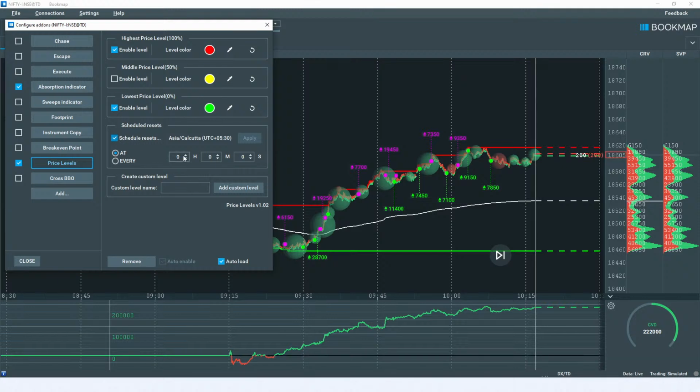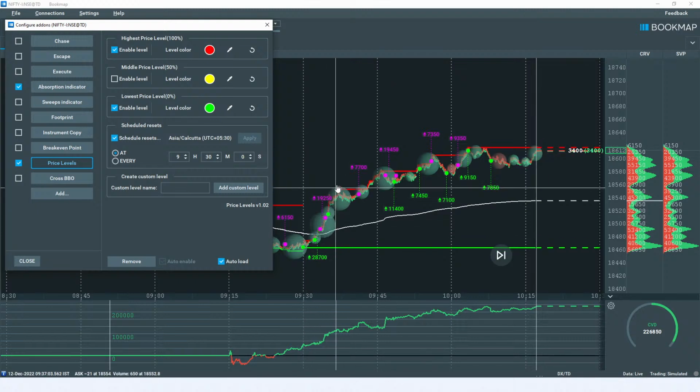So for example, for morning 9:30 you want the reset to happen. If you give apply, this will be reset every day at 9:30 a.m. Presently it is set at 5:30, so basically it's the Asia Kolkata time zone. If you are outside, you can change this accordingly.